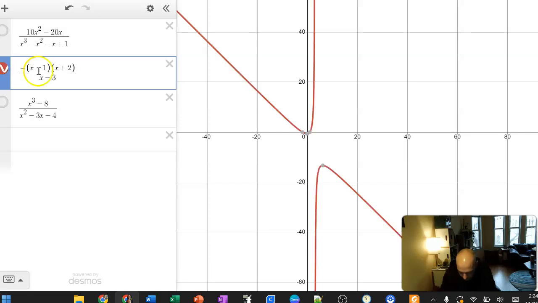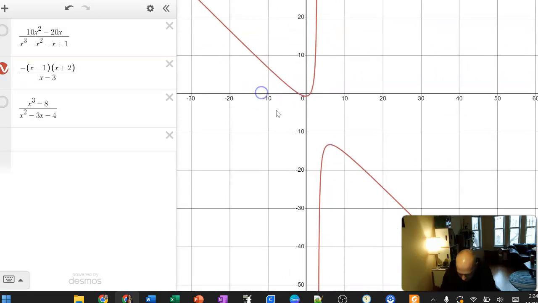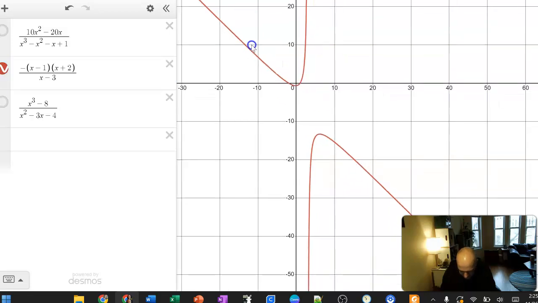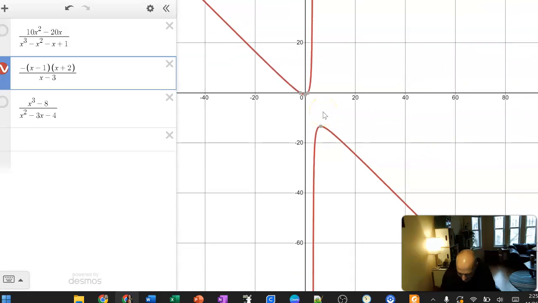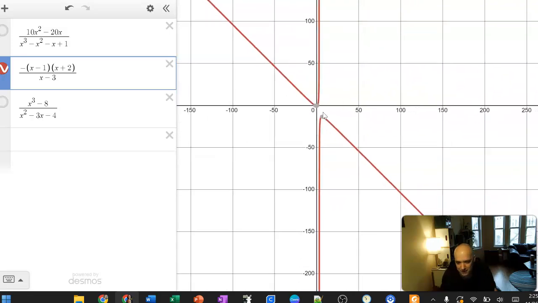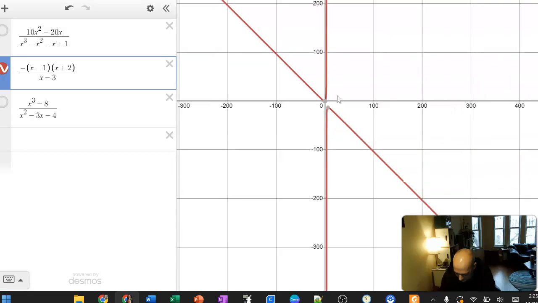Oh my gosh, look at this thing. So it appears like what's happening is we have some zeros and some intercepts, and we have a vertical asymptote. But then instead of a horizontal asymptote, it seems like the graph shoots off to positive infinity to the left and negative infinity to the right. And this is something we call either a slant asymptote or an oblique asymptote or a curvilinear asymptote. There's a lot of terms for these.